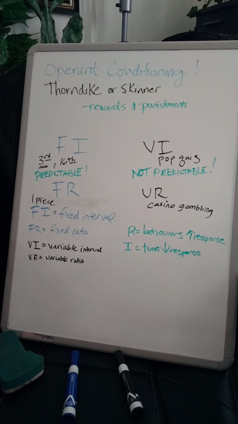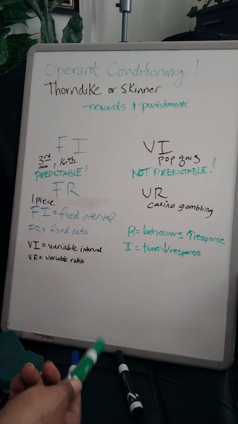All right. So that right there just helped us understand a lot about how we get our rewards and punishments. What does it look like if the behavior is predictable, if the behavior is not predictable. We're working with behaviors. We know we're working with time.